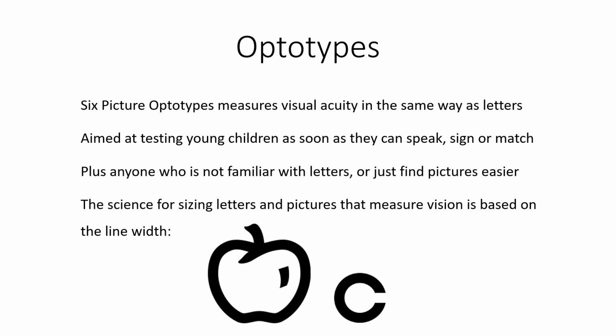Optotypes is the name for a letter, symbol or picture that's constructed in the correct scientific way so that it can be used to measure visual acuity. If you're used to testing vision with letters, you will notice that the pictures are larger in height than letters. However, the science relates to the line width, not the height. So you can see both of these optotypes are the same line thickness, so they provide the same vision measurement.